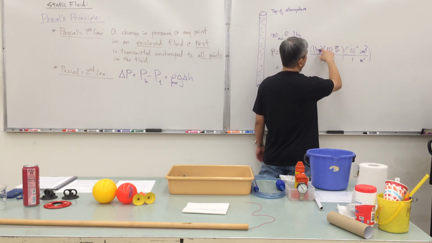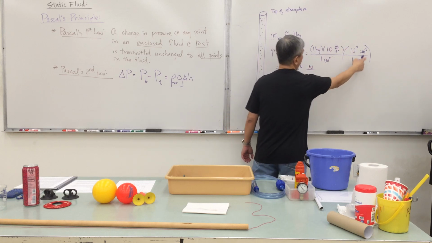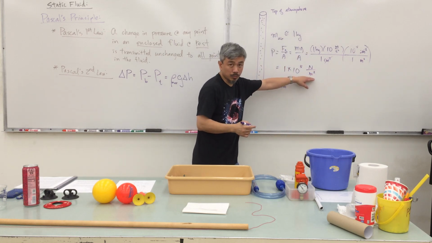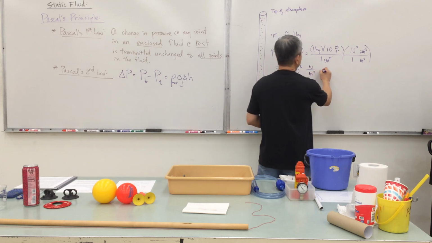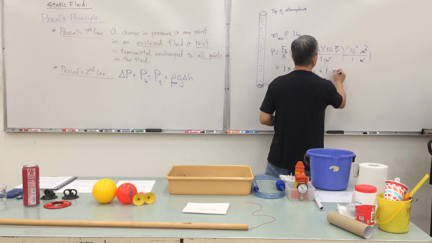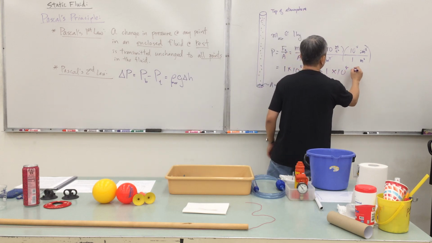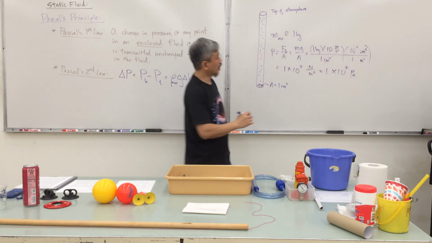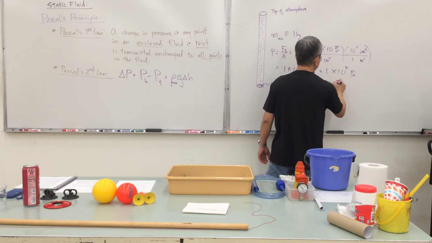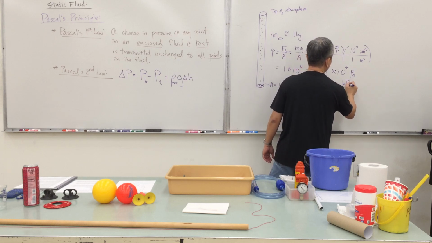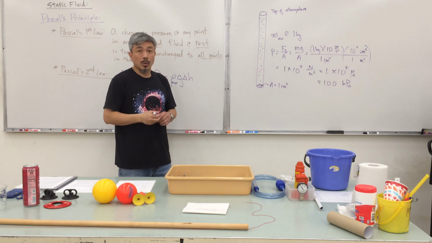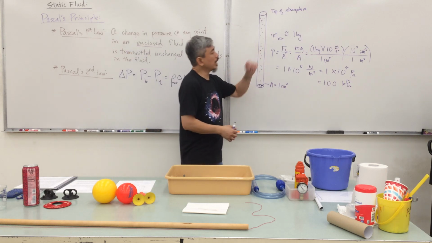And the units now, kilogram meter per second squared is Newton divided by meter squared. Okay? If you recall, Newton per meter squared is now called Pascal. This is now 1 times 10 to the 5th pascals, okay? Or roughly 100 kilopascals. So as it turns out, this is actually not that bad of an estimate.